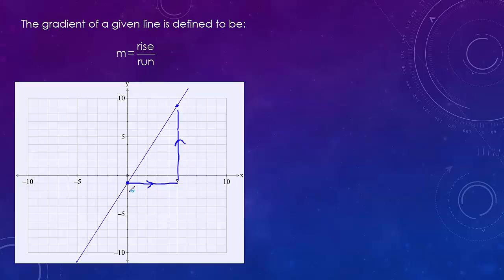How far have I gone to the right? 1, 2, 3, 4, 5. How far have I gone up? 1, 2, 3, 4, 5, 6, 7, 8, 9, 10. And so if the gradient is the rise over the run, that's 10 up divided by 5 across. So this line has a gradient of 2.